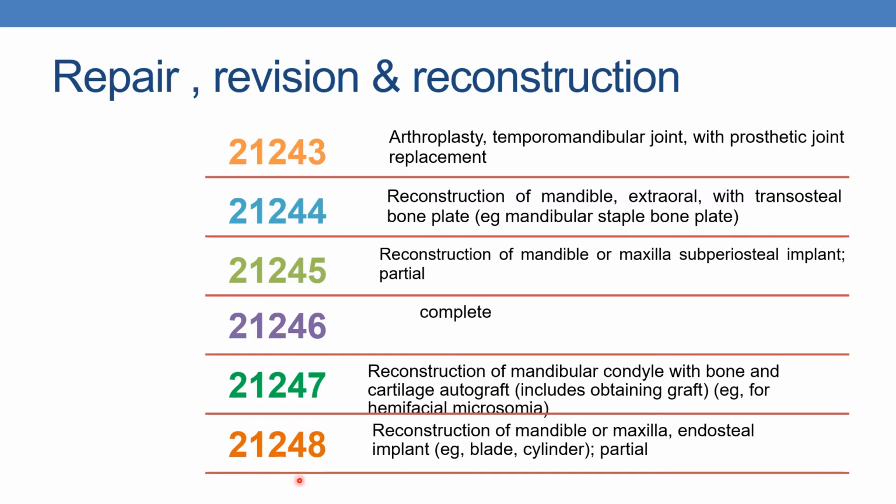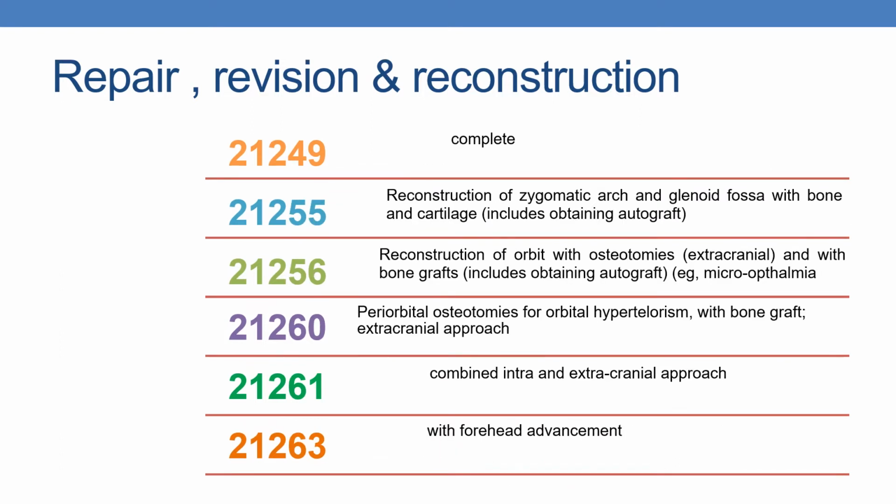The next is 21248. It deals with reconstruction of mandible or maxilla endosteal implant partial. Example, blade or cylindrical. The next is 21249. It deals with complete. Previous CPT was partial. Now 21249 can be given for complete. Next is 21255. It deals with reconstruction of zygomatic arch and glenoid fossa with bone and cartilage.